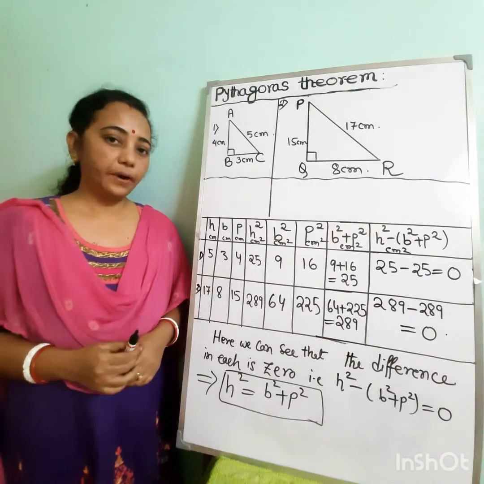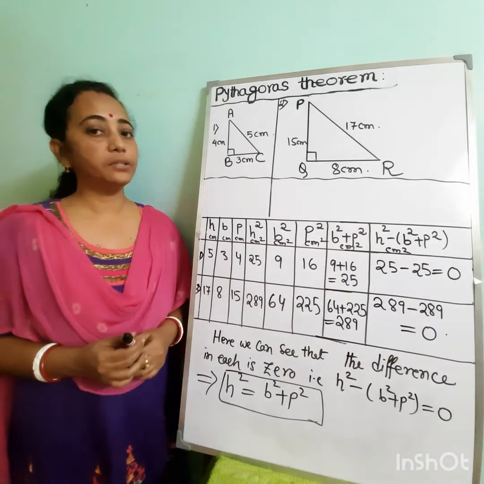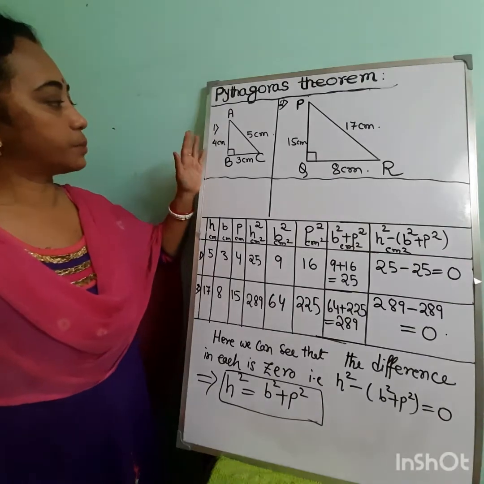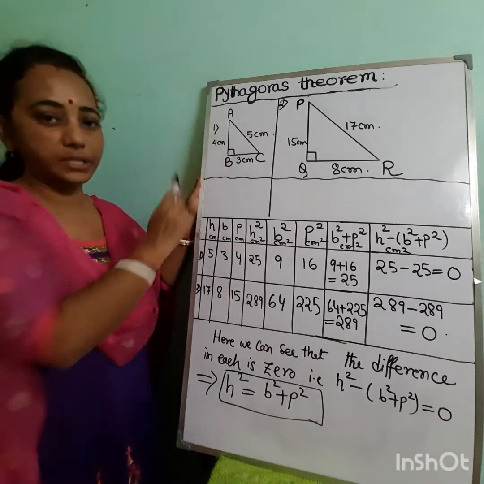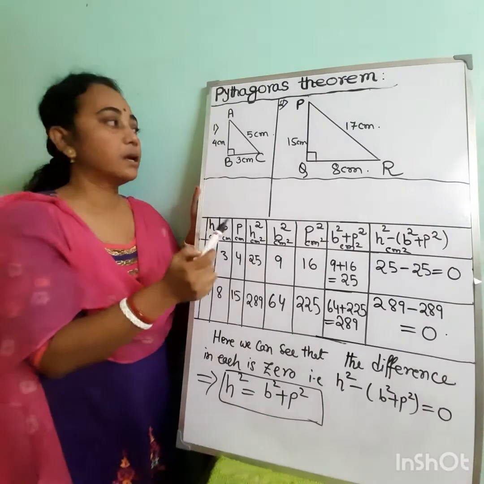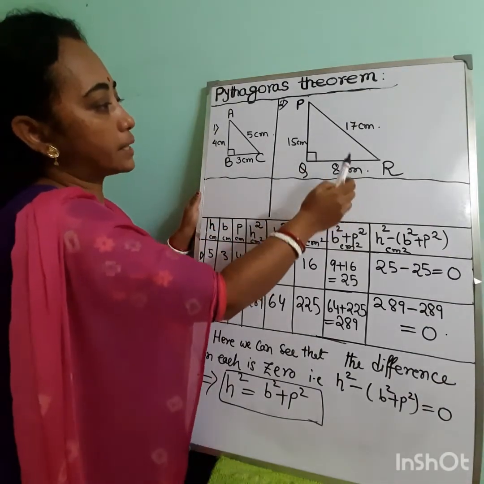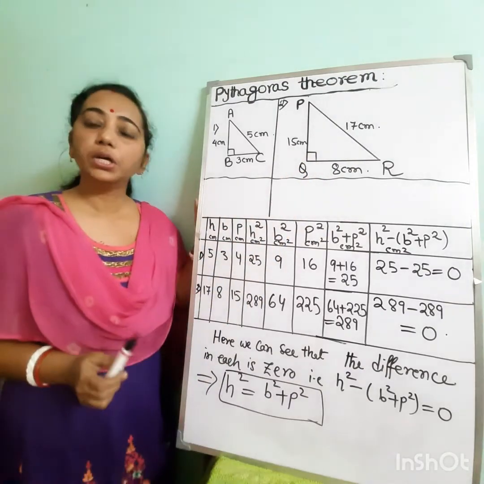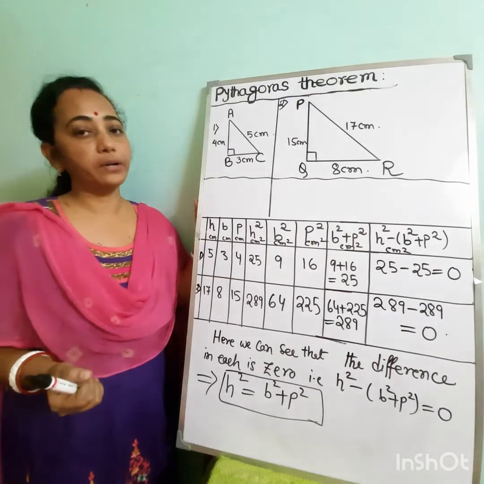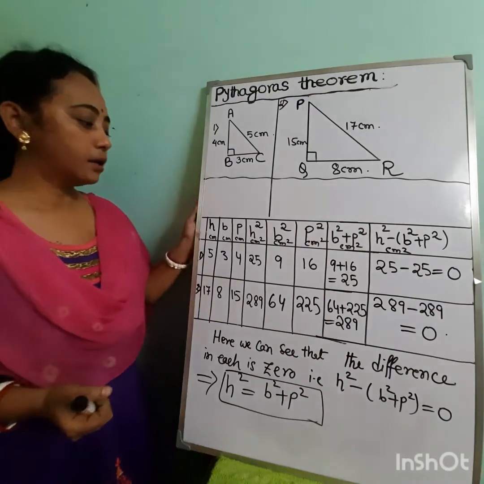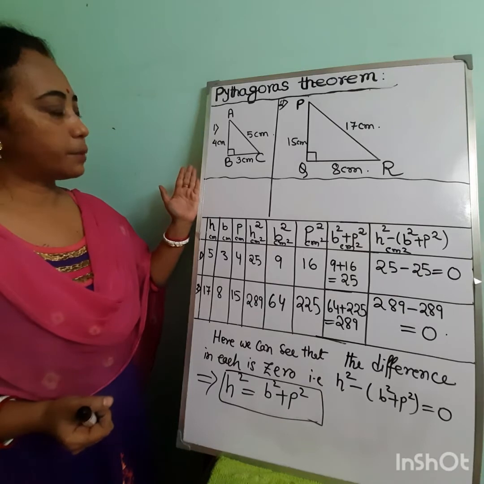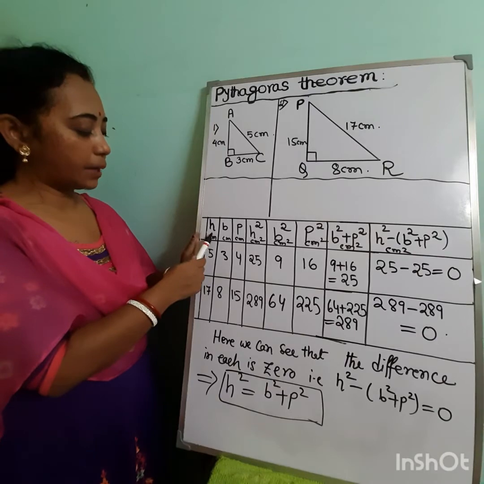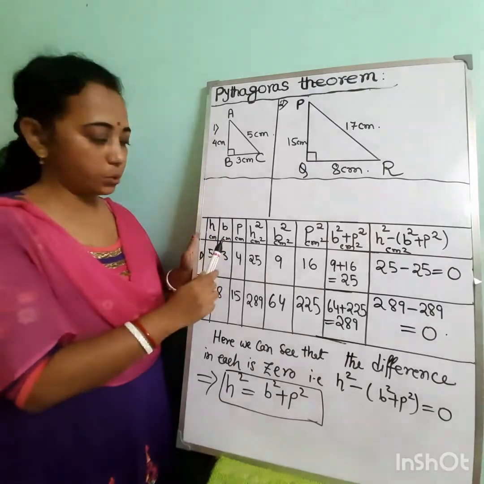Now let us verify the Pythagoras theorem by taking two different right triangles. Here I have already drawn two right triangles. The first right triangle, ABC, has measurements 5 cm, 4 cm and 3 cm. And the second right triangle PQR has measurements 17 cm, 15 cm and 8 cm. You can take your own choice of two different right triangles. After that, we will show all the measurements of these two right triangles in this table. The first column shows the length of the hypotenuse, the second the base, and the third the perpendicular, after that the hypotenuse square.